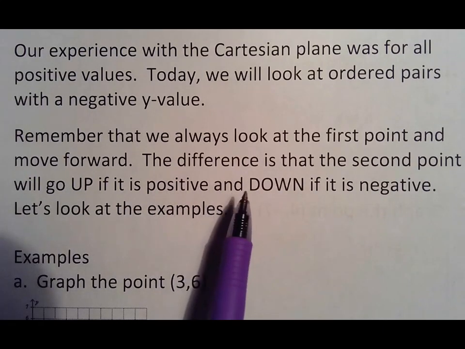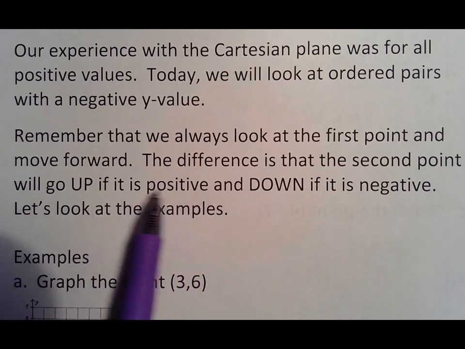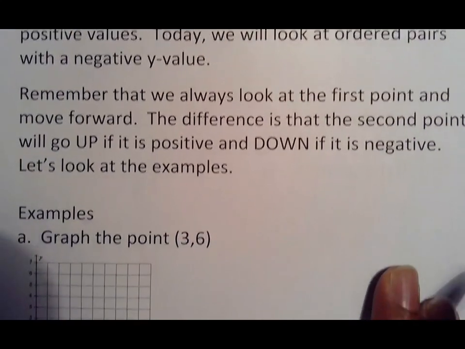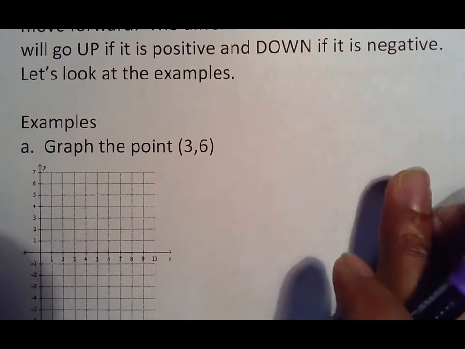Remember that we always look at the first point and move forward. The difference now is that if your second point is positive, you will go up. But if your second point is negative, we will now go down. So let's look at some examples here.